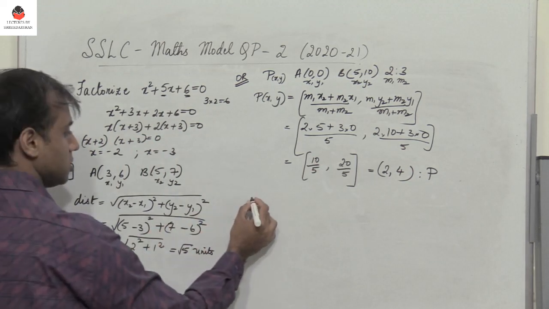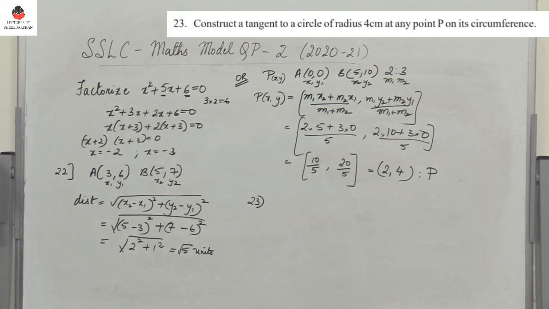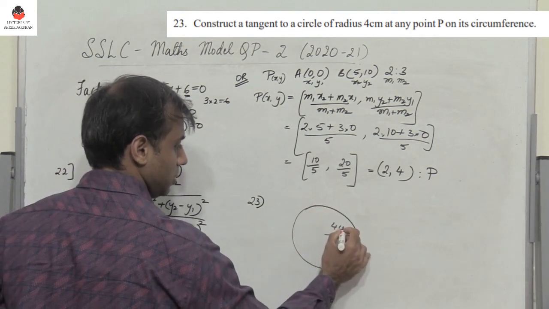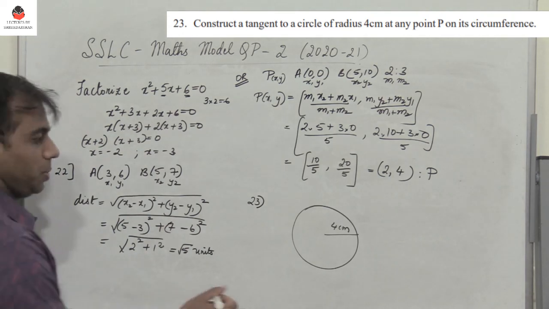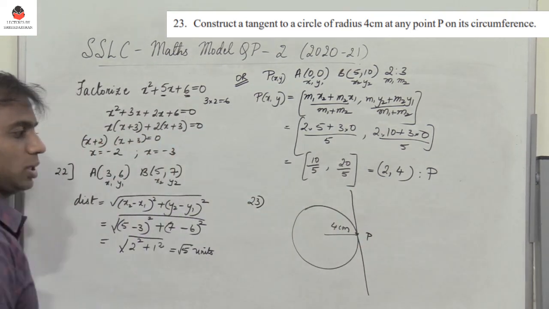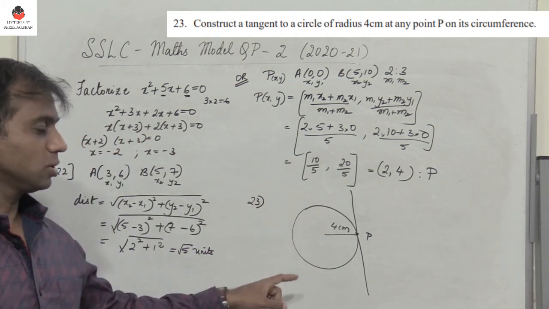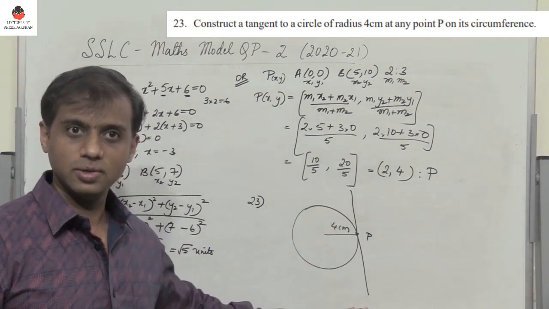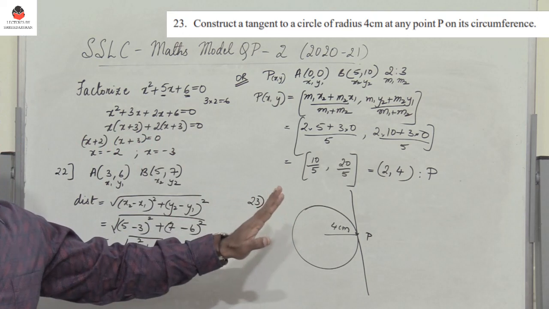So 23 of course is a construction which I assume that you are well versed with. Construct a tangent to a circle of 4 centimeters. So you have to draw a circle of radius 4 centimeters, and you need to draw a tangent to touch any point P on its circumference. Say let's assume that this is P. So you need to draw a tangent which will touch the circle at the circumference. Make sure that you use the geometry box and draw the circle correctly with all the required steps to draw the tangent. So I will skip this question because it requires construction and the steps are known.